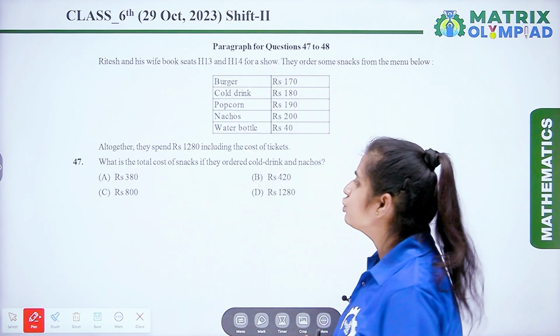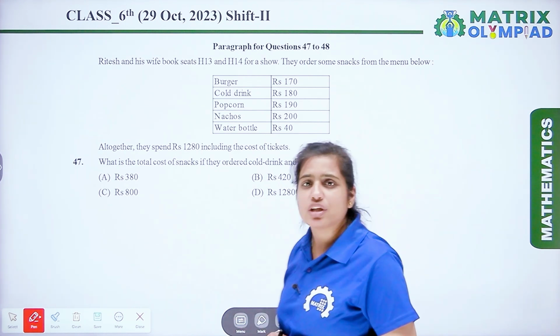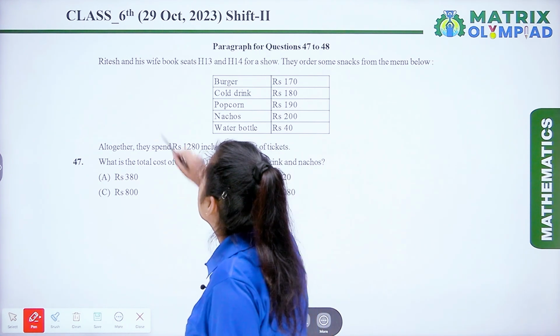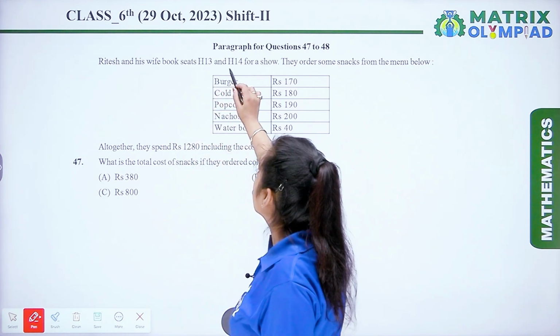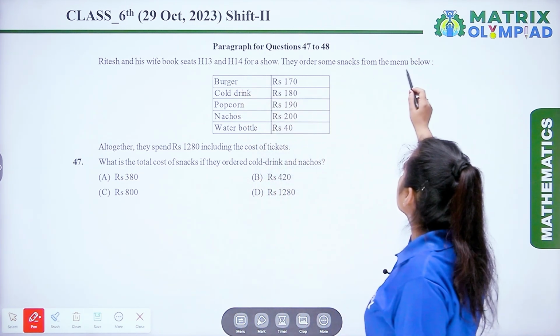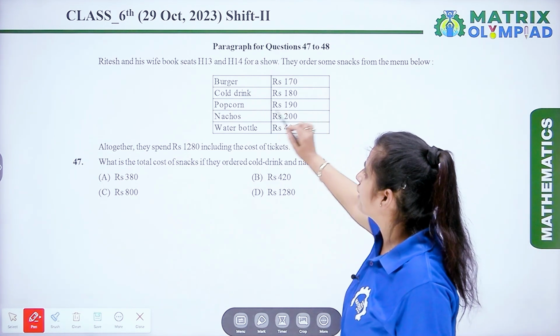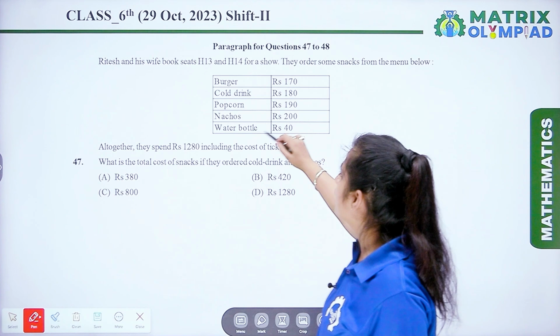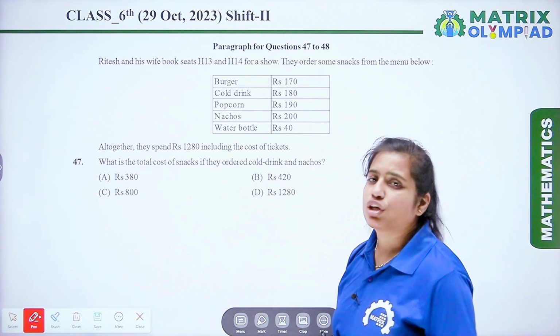Now the next question is question number 47. Question number 47 is based on the information that is given to us. Ritesh and his wife book seats H13 and H14 for a show. They ordered some snacks from the menu below. Burger 170, cold drink 180, popcorn 190, nachos rupees 200 and water bottle of rupees 40.